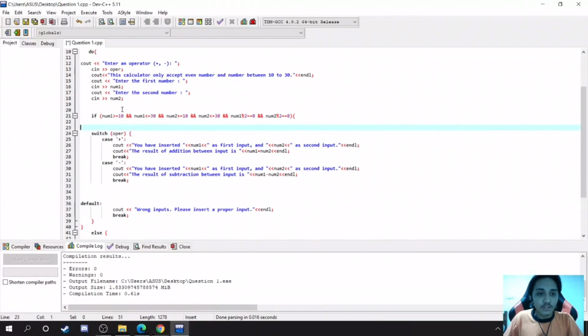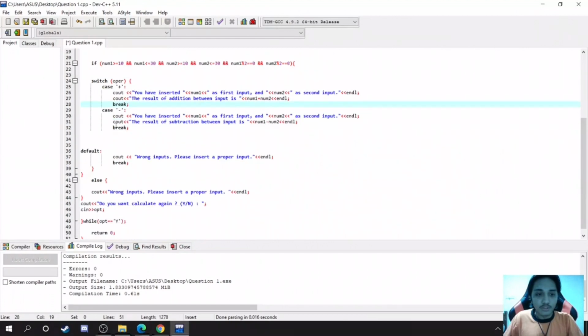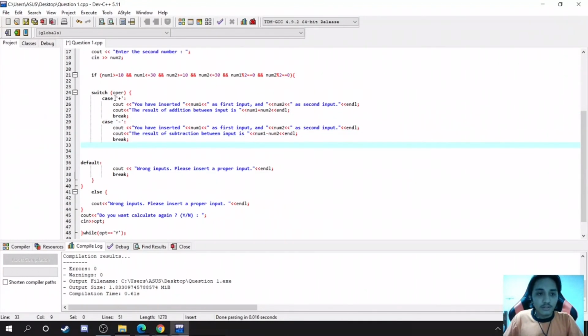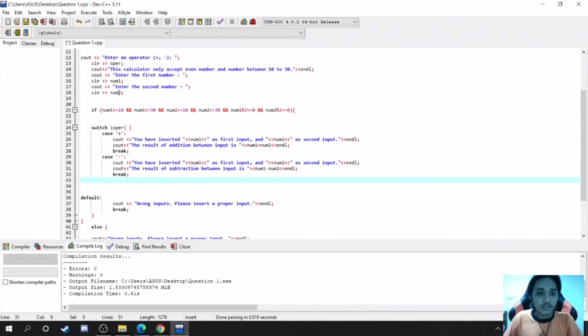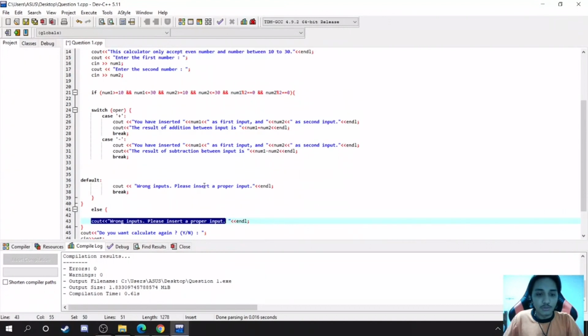So if the input operation is the plus sign, then it will show this, you have inserted num1 and num2, and then it will do the num1 plus num2 operation, the addition operation. And if the user enters the minus sign, then the operation will be num1 minus num2 and it will show the result of the subtraction. If the user enters something other than plus and minus, it will show wrong input, please insert a proper input.